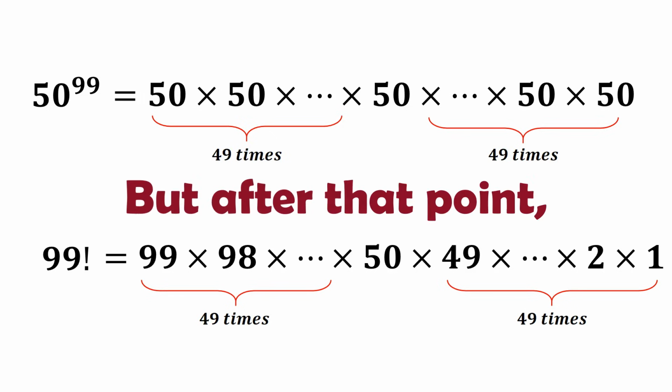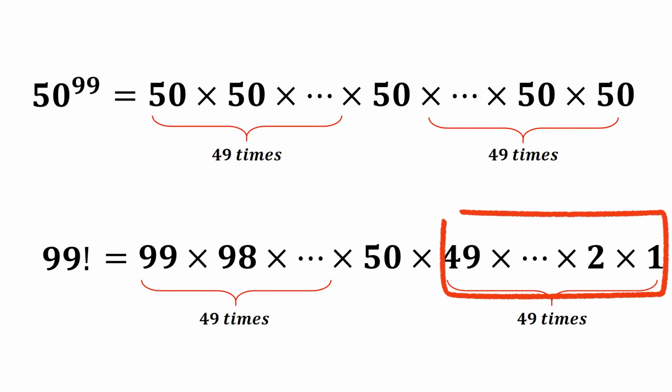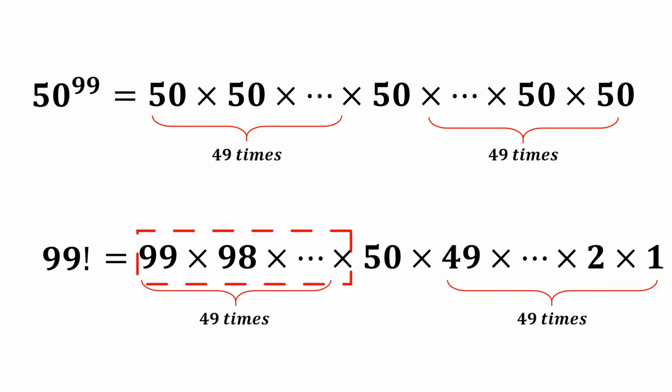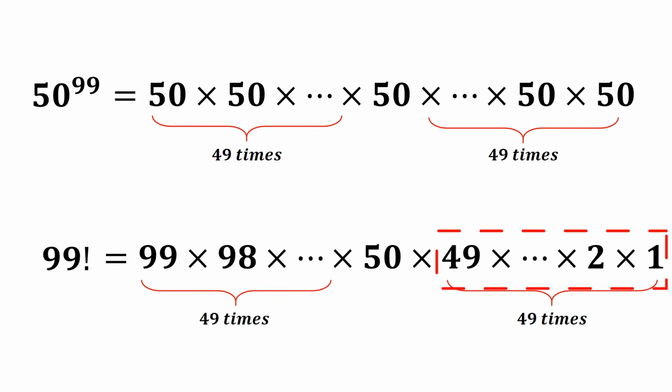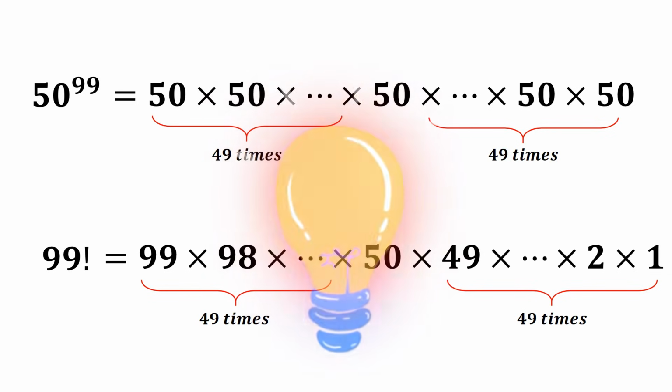But after that point, things change. The remaining numbers, 49, 48, and so on down to 1, are all smaller than 50. So what does this mean? Half of the factors in 99 factorial are larger than 50, and the other half are smaller than 50. Because of this, we still cannot decide which expression is larger. So we need a new idea and a smarter trick.